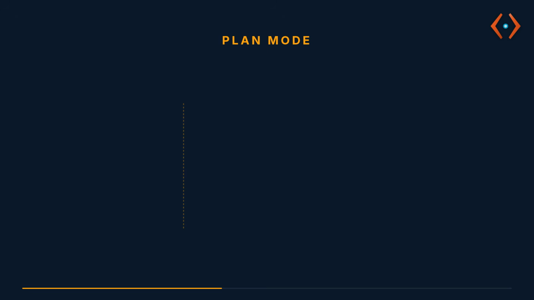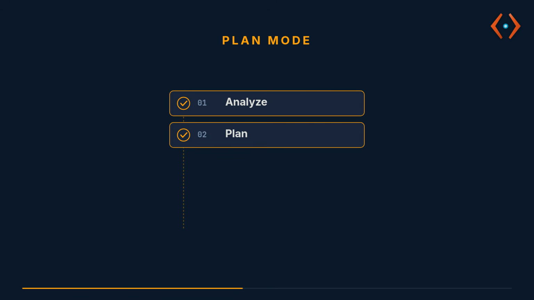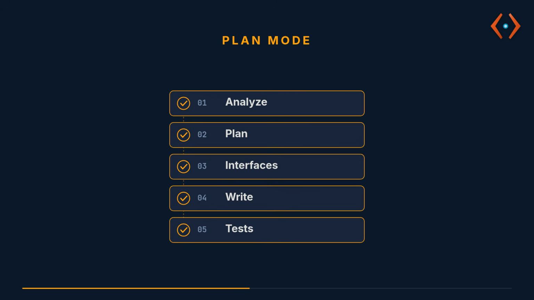But the real power is plan mode. Open a messy JavaScript file and ask the AI to refactor it into TypeScript with unit tests. It does not just edit. It enters plan mode. It lays out a full checklist. Analyze the code, plan the refactoring, generate interfaces, write tests, create the jest config.